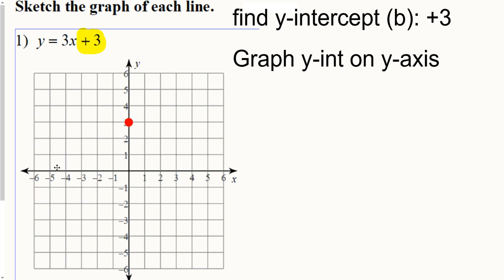The reason I'm not putting it on the x-axis is this is called a y-intercept on the y-axis. That means it's this vertical line running up and down. So be careful not to fall for that trick.